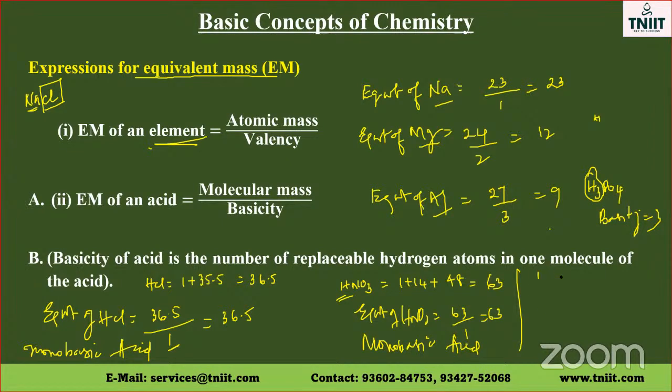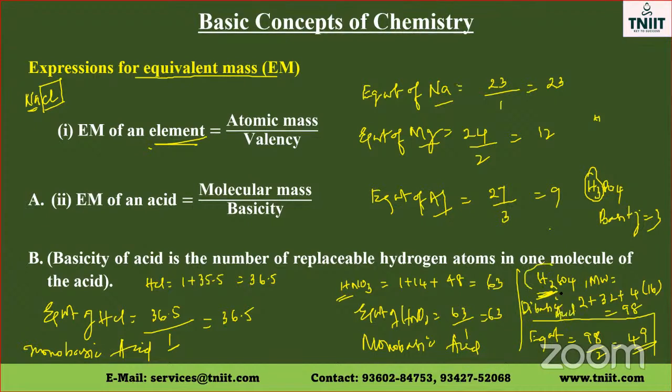When we talk about sulfuric acid, H2SO4, the molecular weight of sulfuric acid is 2 hydrogens, 1 into 2 is 2, sulfur is 32, oxygen is 4 into 16. So if you simplify, it's 98. Since the basicity of sulfuric acid is 2, the equivalent weight of sulfuric acid will be 98 divided by 2, which is 49. So 98 is the molecular mass and the equivalent mass of sulfuric acid is 49. Sulfuric acid is a dibasic acid because it has 2 replaceable hydrogen. Therefore, it is a dibasic acid.